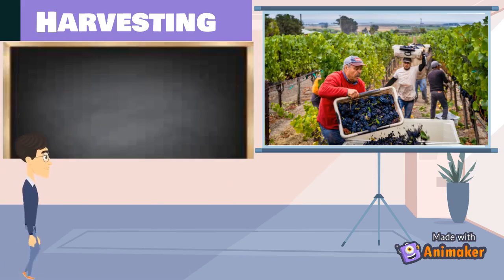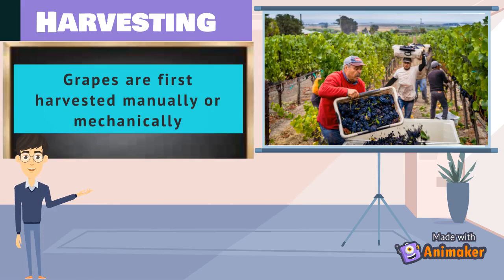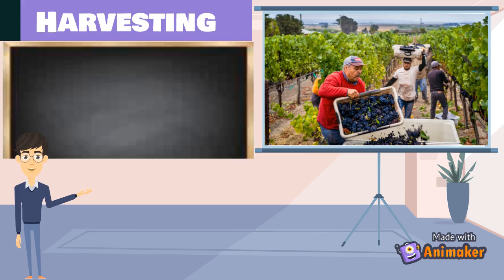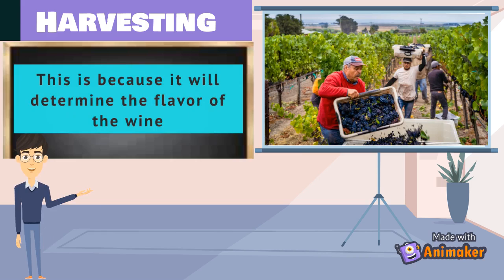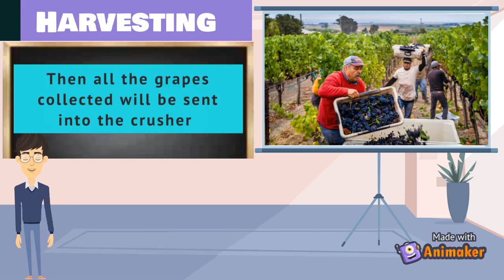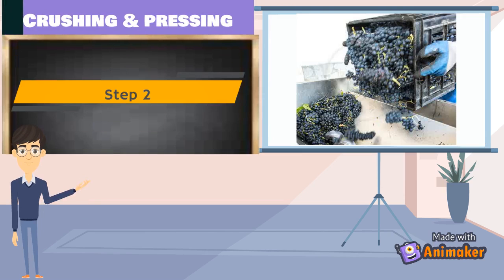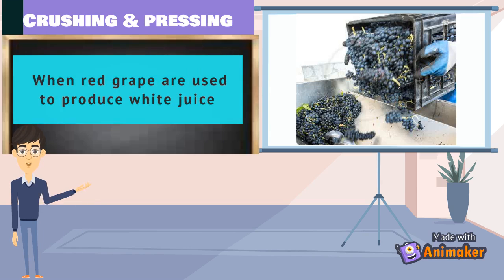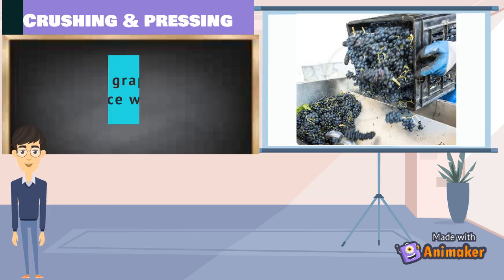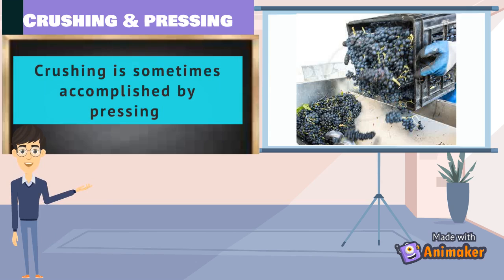Step 1. Grapes are first harvested manually or mechanically. Time to harvest the grapes is very important. This is because it will determine the flavor of the wine. Then all the grapes collected will be sent into the crusher. Step 2. All the grapes will be crushed in the crusher stemmer. When red grapes are used to produce white juice, crushing is sometimes accomplished by pressing.